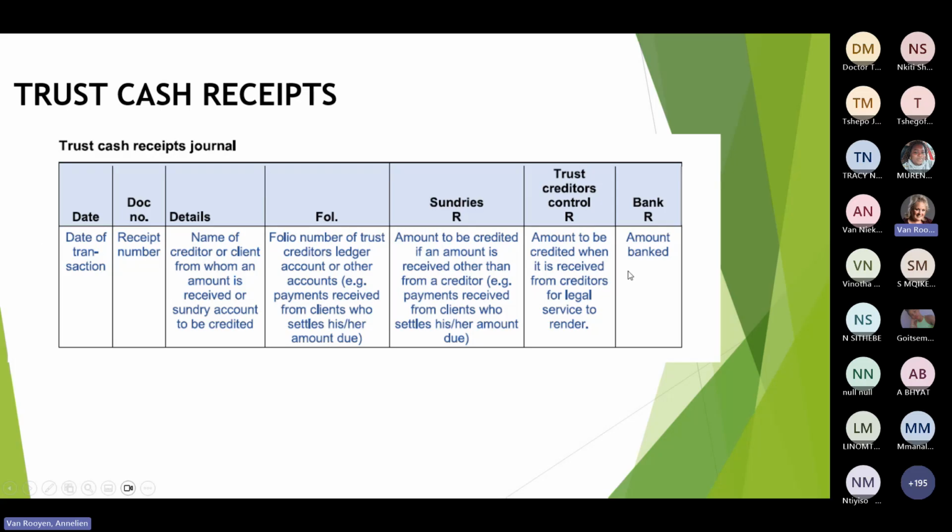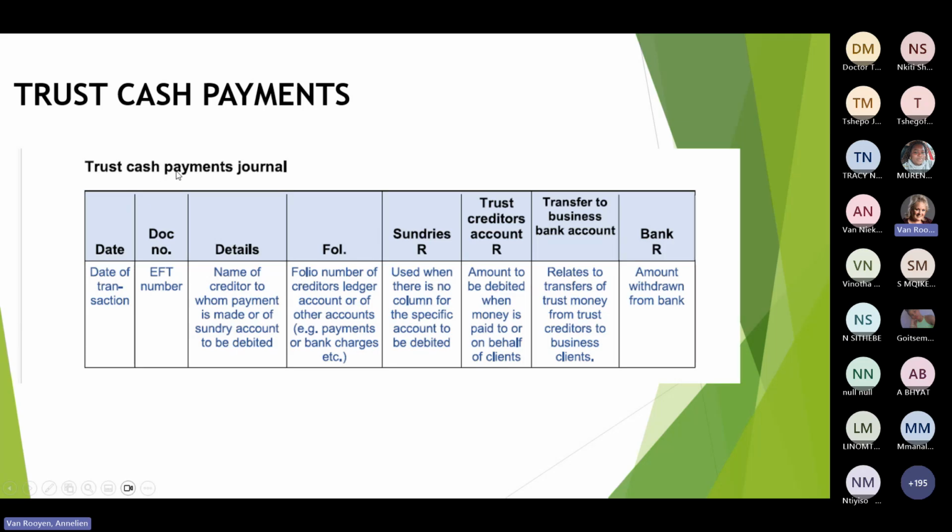Remember, the more details you have in here, the easier it will be for you to trace that double transaction on the other side, on the credit side. The same with the payments journal. The more detail, important, learn these headings. Just learn them off by heart. The date of the transaction, the EFT number that you use to pay something, for whom did you pay what, name of the creditor. For instance, you paid a sheriff's cost. You can put it in here, the details.